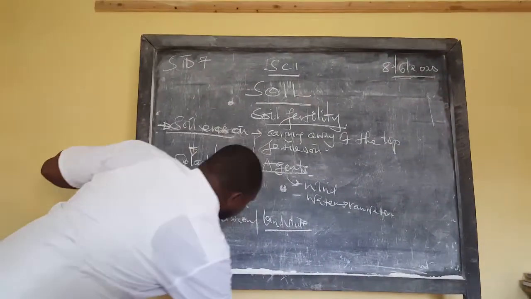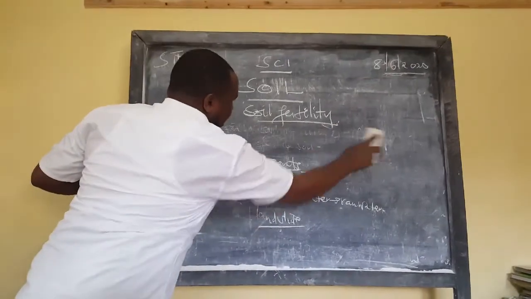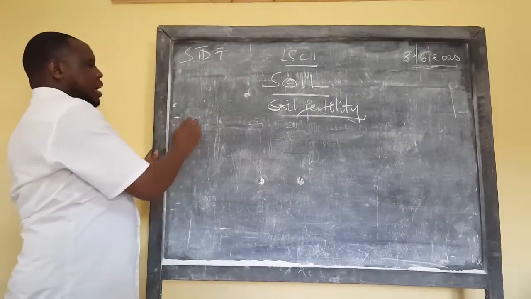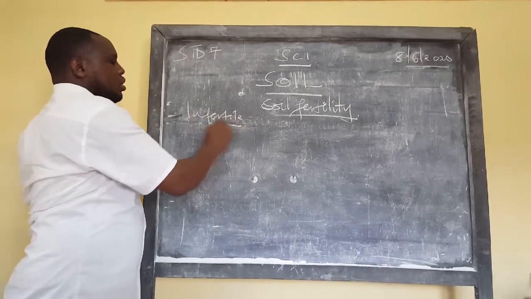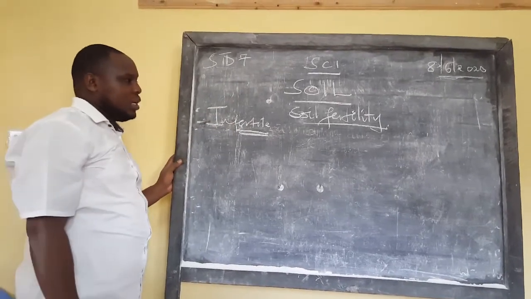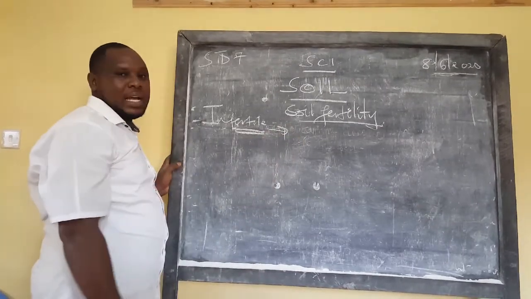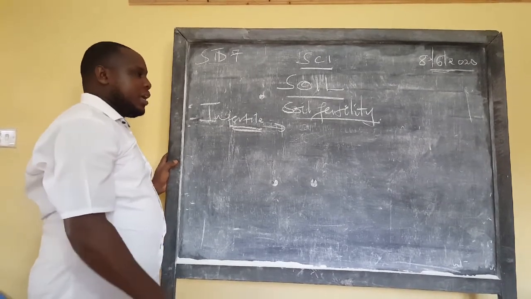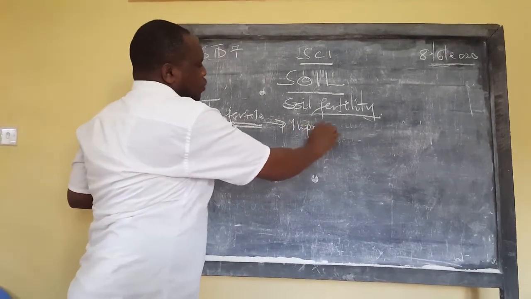Now, when you talk about soil fertility, sometimes you will find that this soil erosion has affected the fertility of a soil. And so, the soil becomes infertile. So, when soil is not having fertility, having no nutrients, we say the soil is infertile. So, for this soil to be fertile again, there are things that we apply to make it fertile again. In other words, we want to improve the soil.